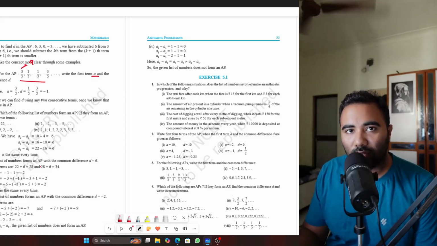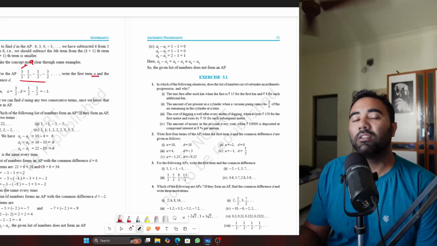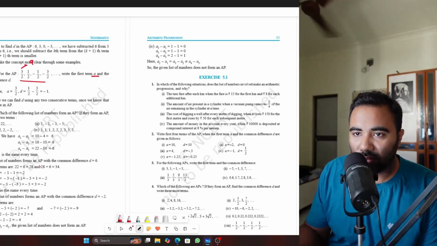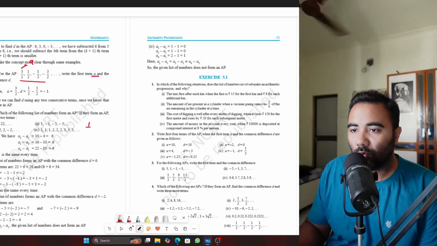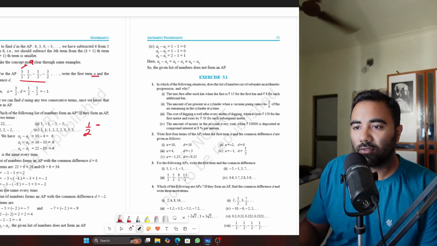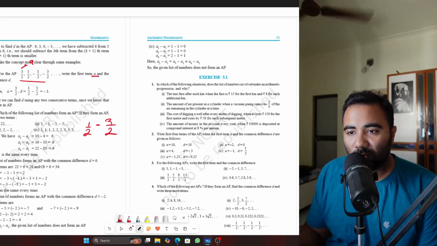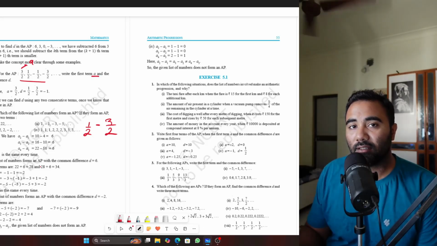What is the common difference? You simply subtract both the numbers. Okay, now how do you do that? The second term is 1 upon 2 minus 3 upon 2. Now this looks very easy because the denominators are the same.